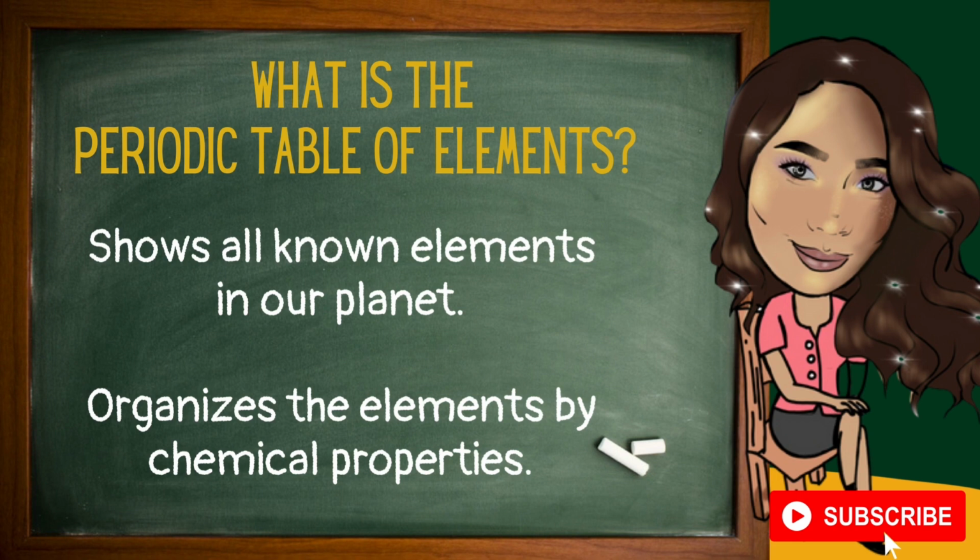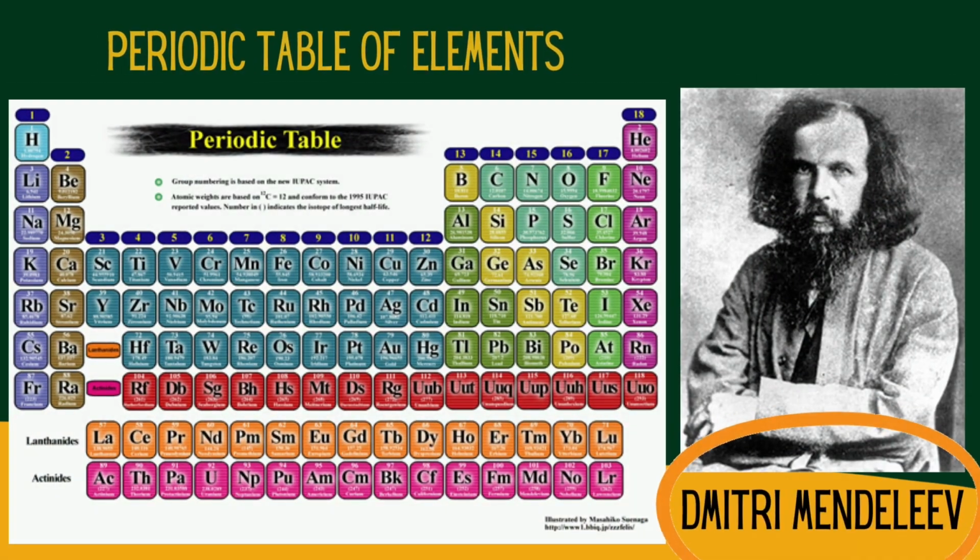So what is the periodic table of elements? It is where we can find all the elements on our planet. It organizes the elements by their chemical properties. So here is the periodic table of elements. As you can see, there are lots of elements there, and it was formulated by Dmitri Mendeleev.